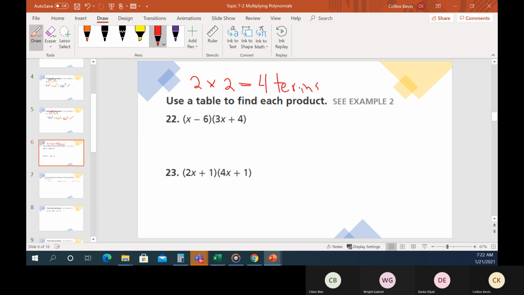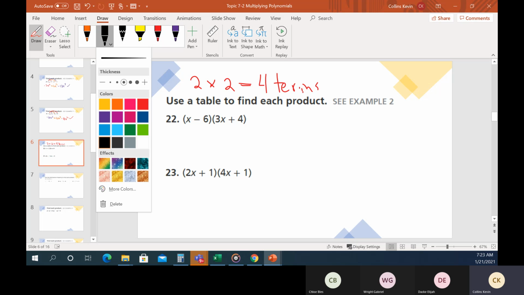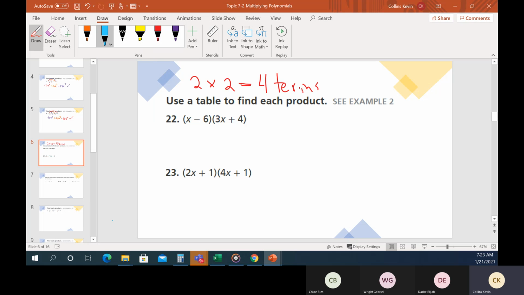Okay. And then what you usually get is you'll get one x squared, you'll get one number, and then you'll get two x terms that we can combine. So your answer usually has three terms in it after you combine terms. That's pretty standard. Okay, but we'll see that as we move along here. All right. Okay, so again, FOIL.